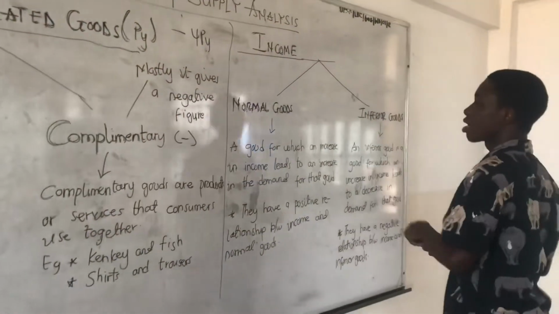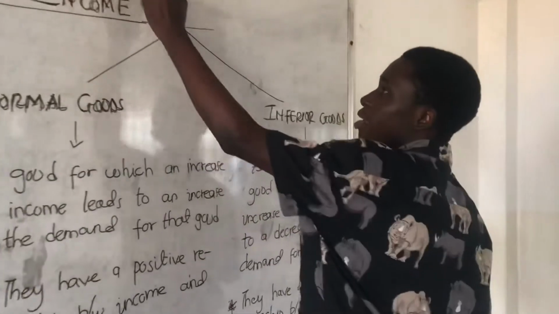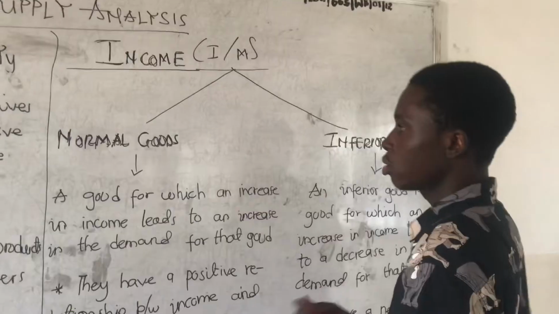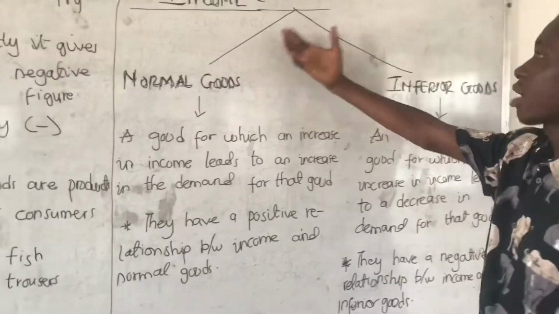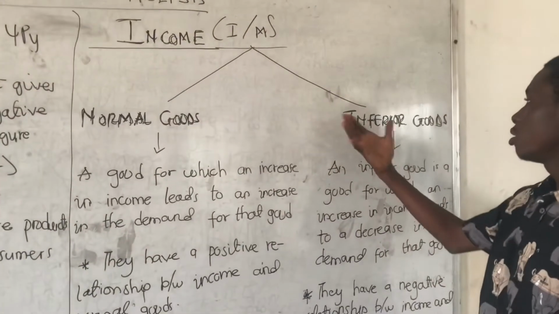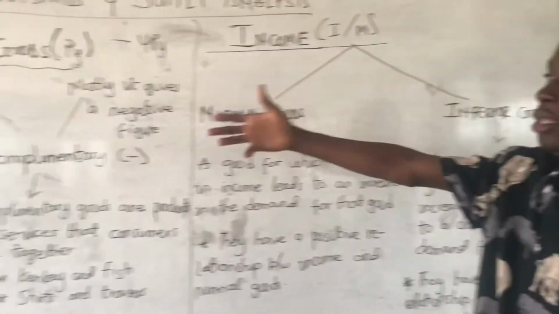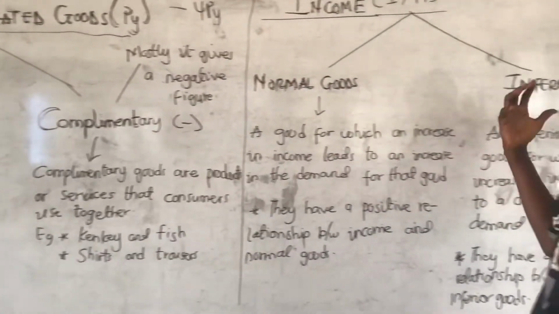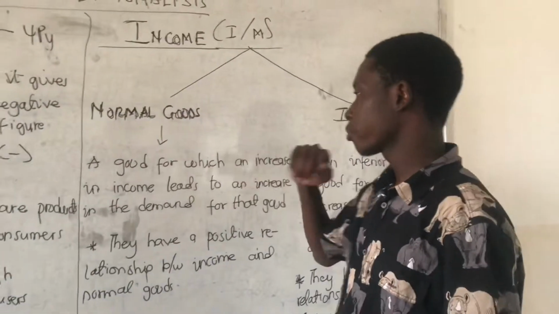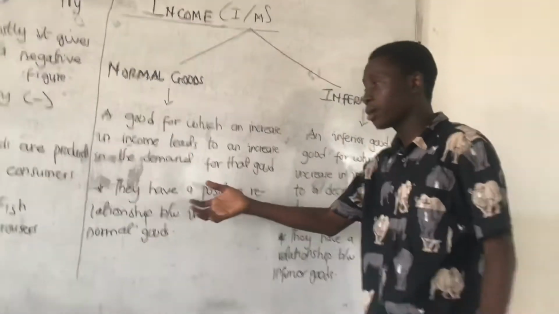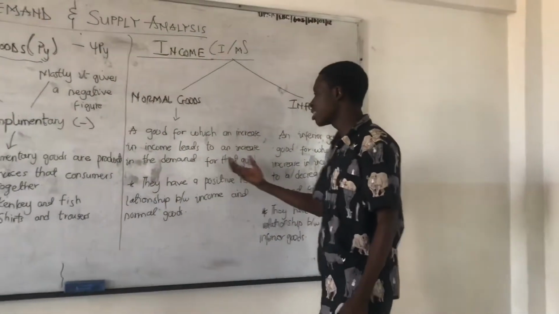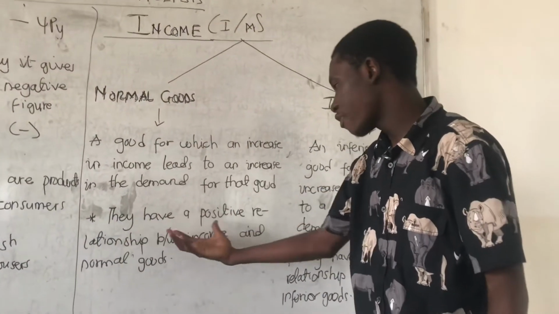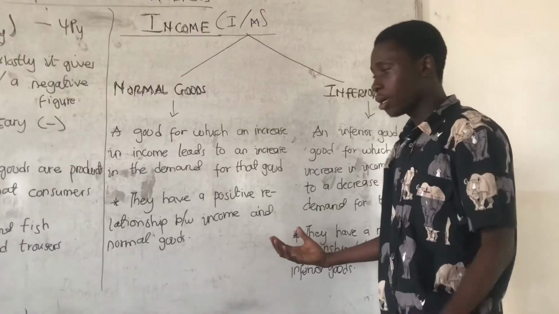So let's move on to the income. Income too is denoted by either a capital I or an N. Under income, you have normal goods and also inferior goods. Unlike the price of related goods, where we have substitute and complementary, with income you have normal good and inferior good. A normal good is a good for which an increase in income leads to an increase in the demand for that good.